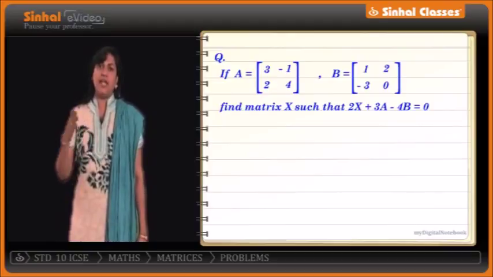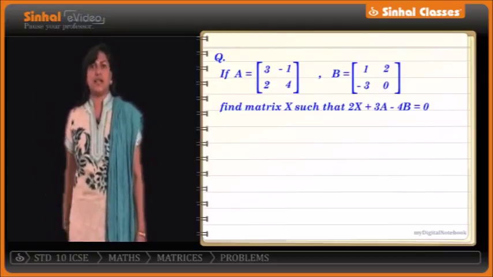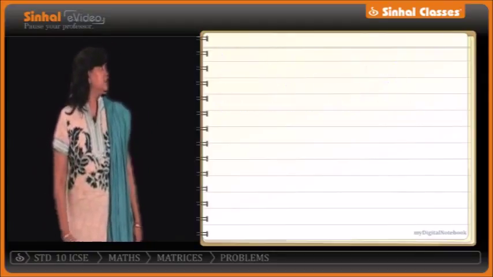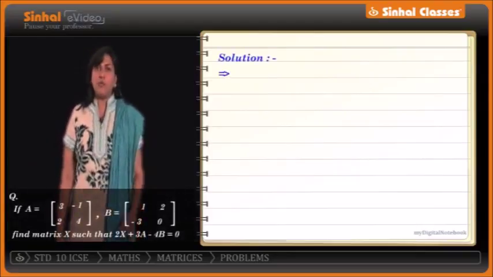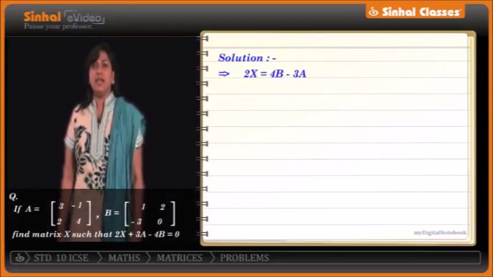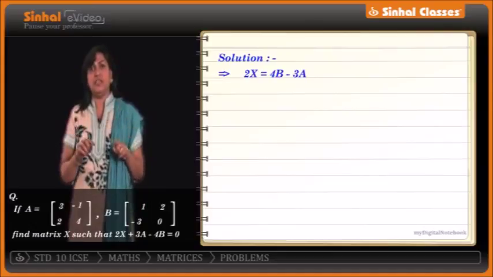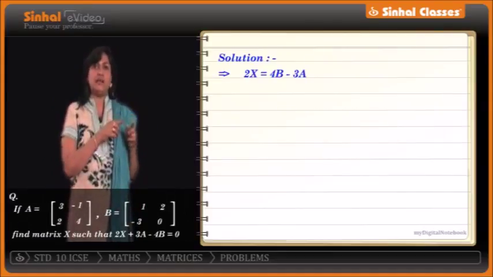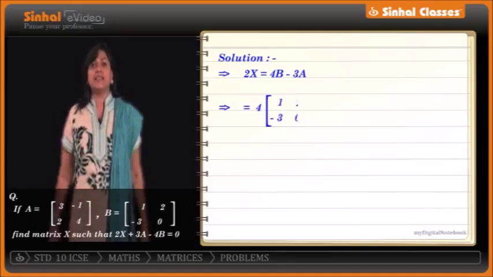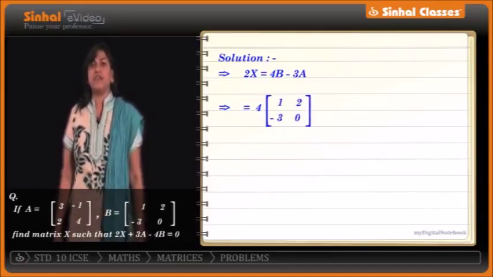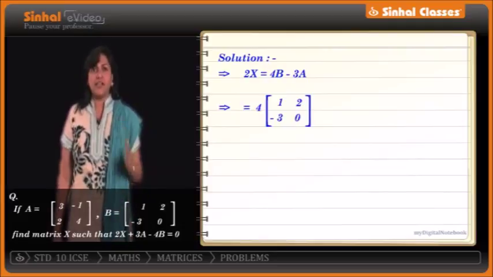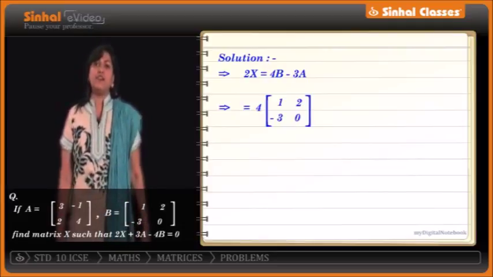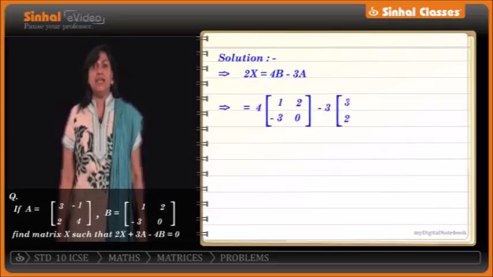Let's transfer A and B to the other side. We get 2X equals 4B minus 3A. Now substitute the matrix B and the matrix A. Now we have 4 times the matrix B. That is, multiply each and every element of B by 4. Then we have minus 3A.